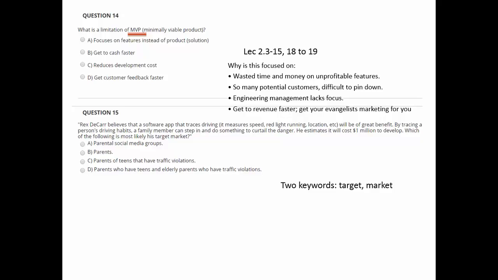Get to cash faster. Reduces development costs and get customer feedback faster. That all comes off of the slide. These are reasons why you should do MVP. Getting to revenue faster means exactly the same as getting to cash faster. Wasted time and money means if you can get rid of that, it reduces development costs. Again, the words in the question aren't an exact copy of the slides, but it means exactly the same thing.